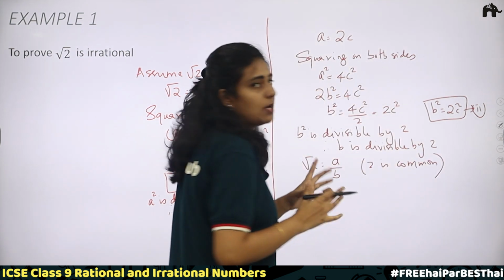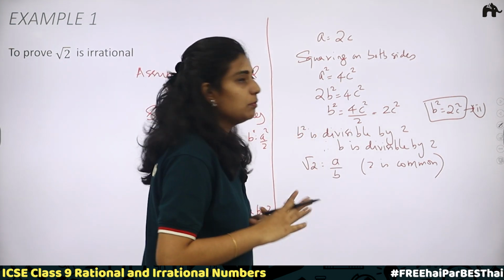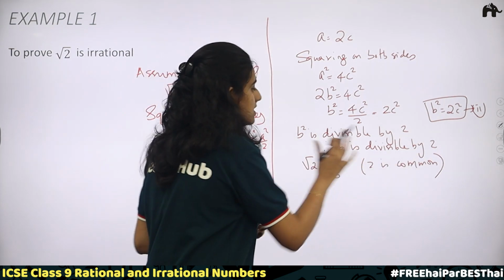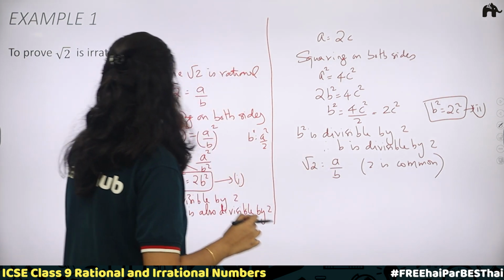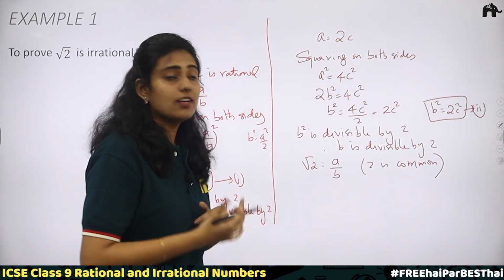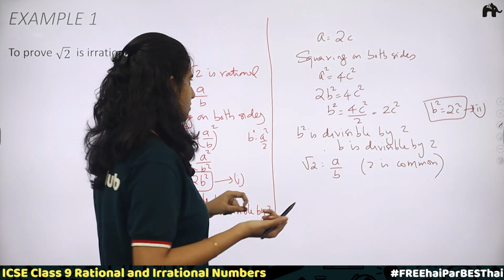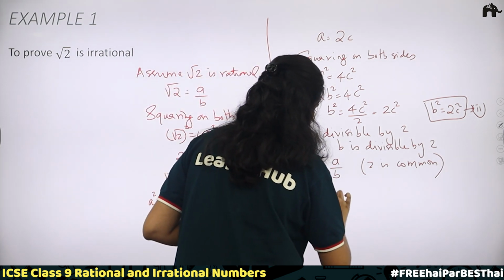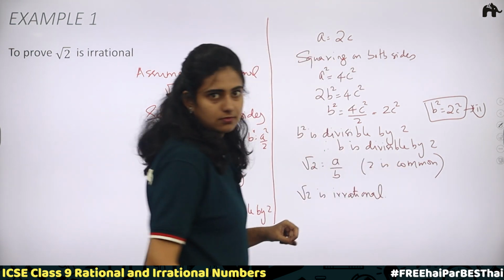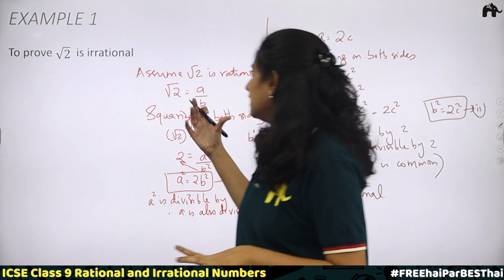So, can you call these two numbers co-prime? We had a condition that for rational numbers, a and b should be co-prime. Here there is a common factor, so it is not co-prime. So we can say that this statement is wrong. Our assumption that root 2 is rational is wrong. From 1 and 2, we are getting contradictory statements, and therefore we can say that root 2 is not rational. Root 2 is irrational. Our assumption is wrong. Clear? So this is how you can prove that root 2 is irrational.